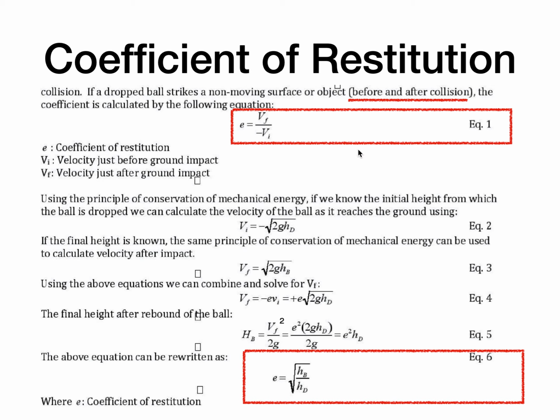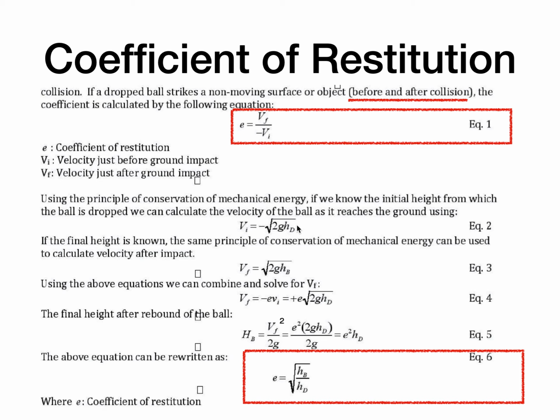So in equation 1 here, you can see in the red box, it's Vf over negative Vi. What does that mean? Vf means V final, or the velocity after the collision with the ground. And Vi is initial, that's the velocity right before it hits the ground. And the negative sign here is just to counter the direction, because before you hit the ground and after you hit the ground, the direction is opposite. But we just care about the amplitude here, so we assume they're in the same direction, so we put a negative sign here to make both positive values.